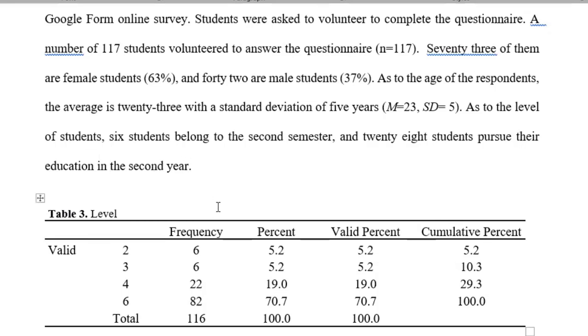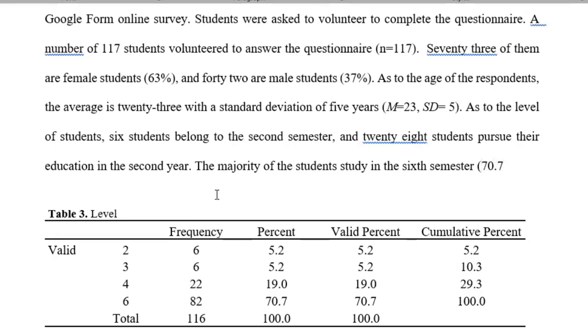and I put just a dot, and I'm going to put the majority of the respondents or of the students study in the sixth semester. Okay. And I'm going to put the percentage here. So it's 70%, 0.7, put it between brackets, the majority of students, and I'm going to put here the frequency, 82. Okay, studying in the sixth semester, so I'm done with the demographic data.